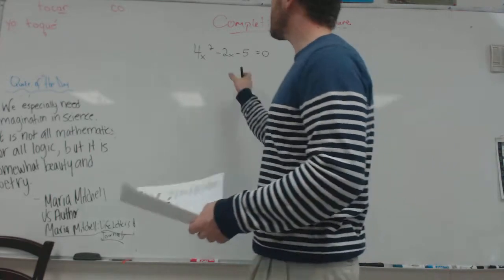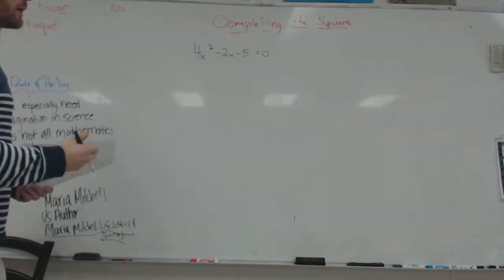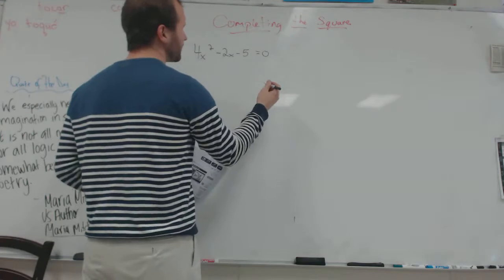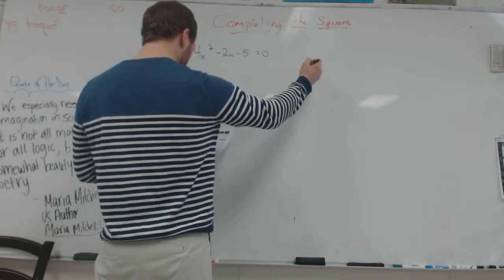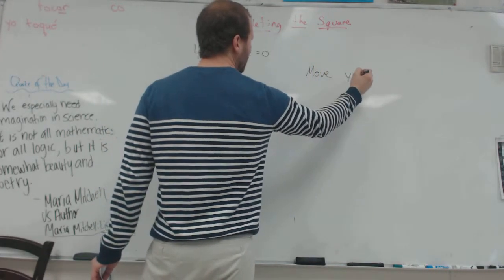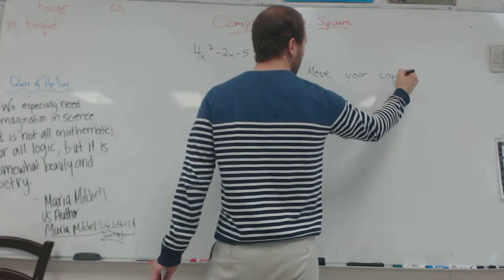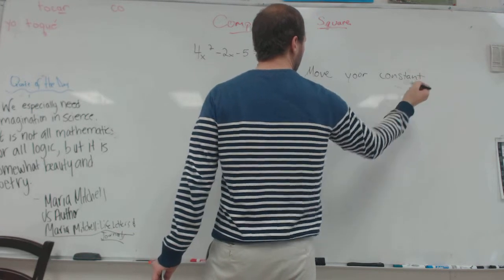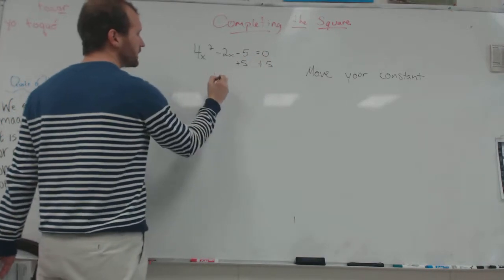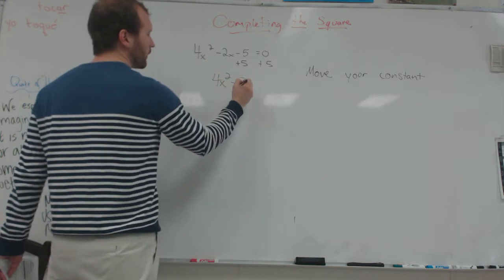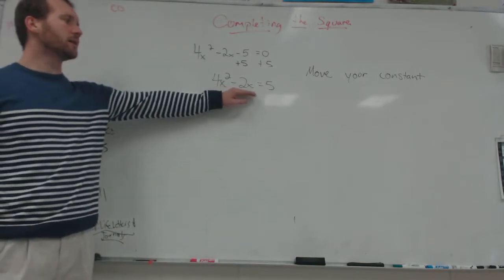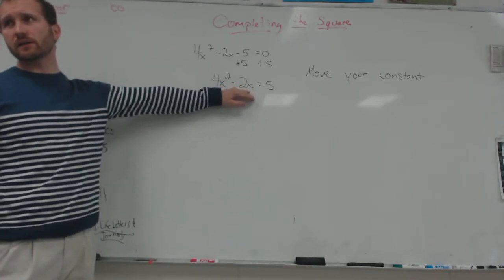Okay. We want this side to be a perfect square. And we can do that. We can always force it to be a perfect square. The first step in completing the square is going to be to move your constant to the other side of the equation. So in this case, I'm going to add 5 to both sides, and I'm going to always end up with an equation like this. 4x squared minus 2x equals 5. So when I'm completing the square, I want there to be no constant with my x's.